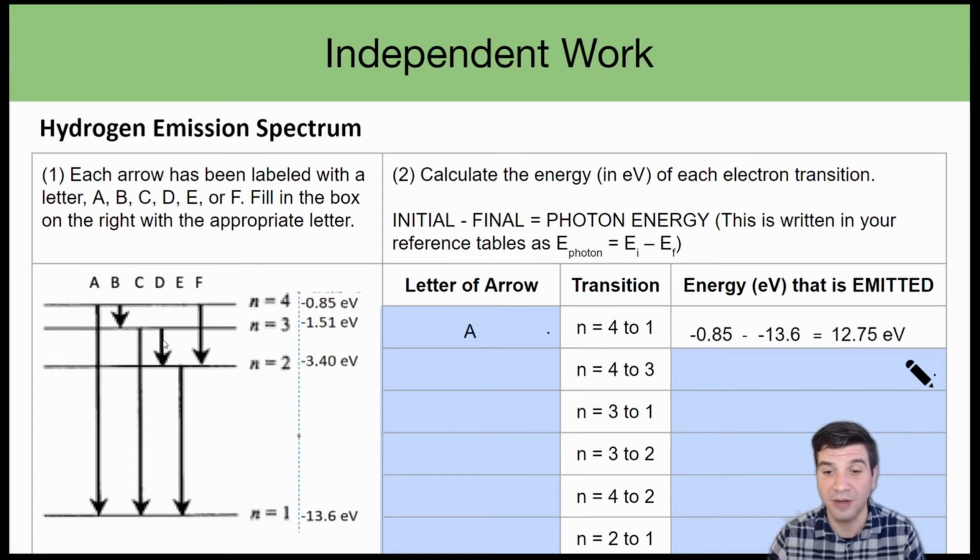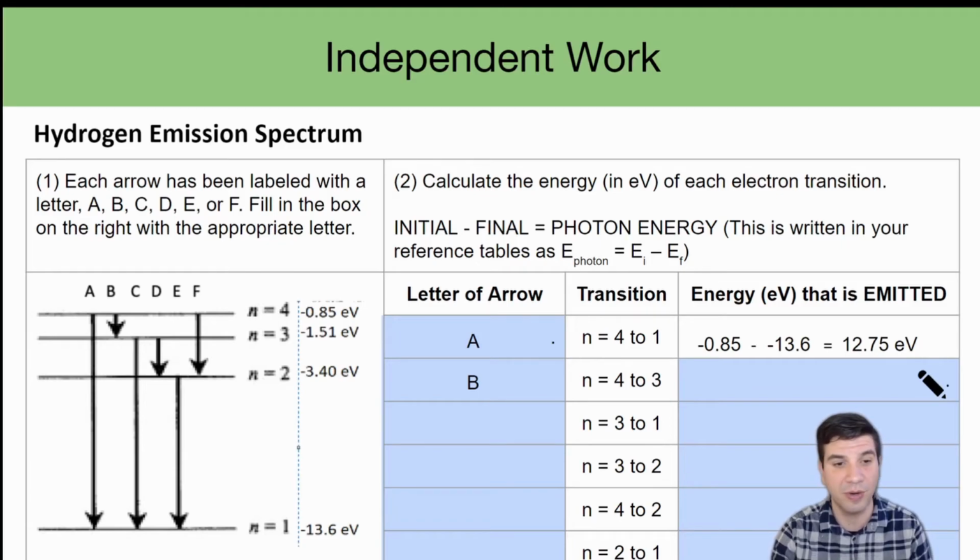Let's do the second one. If you can see here, it says from 4 down to 3. And if we look on here, we can see here's level 4, here's level 3. So we're looking at arrow B. And then we need to determine the energy levels. Well, we're starting from the same spot, so our initial is still negative 0.85, as shown here, because it's starting at that top level.